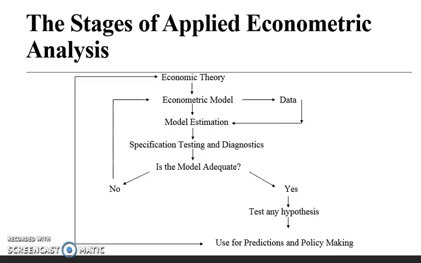Simply, when we put data on the econometric model, this process is called model estimation, and after model estimation we will check whether our estimated model is correct or incorrect. For this purpose we have two approaches: specification testing and diagnostic.